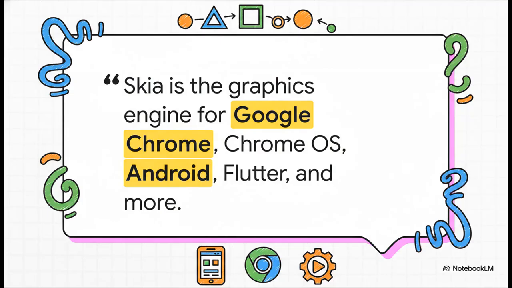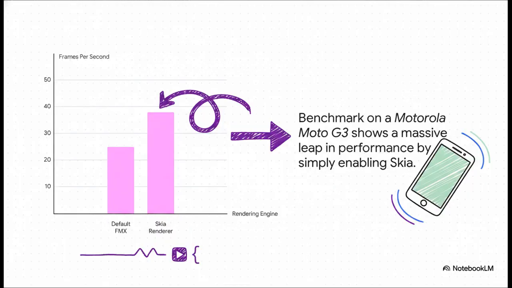And listen, this is a huge deal. Skia is not some small niche library. It is the battle-tested, hardcore graphics engine that powers some of the biggest software on the planet, including Google Chrome and Android itself. This thing is built from the ground up for speed and quality. And the proof is right here. This benchmark, run on a real-world phone, shows an incredible jump in performance.